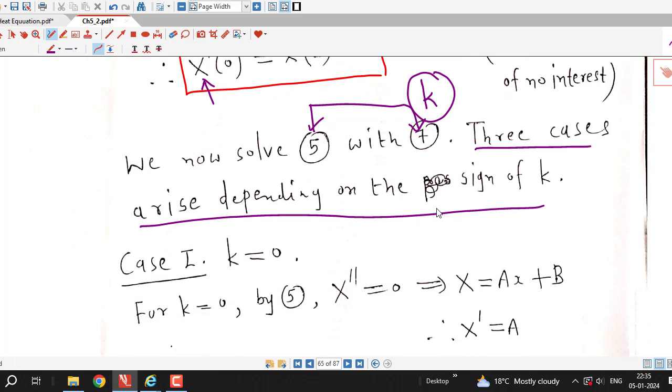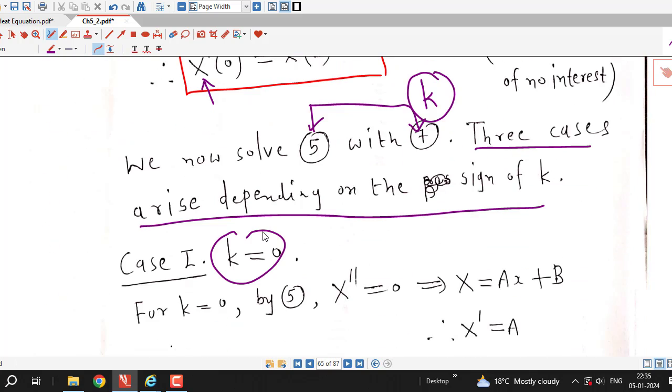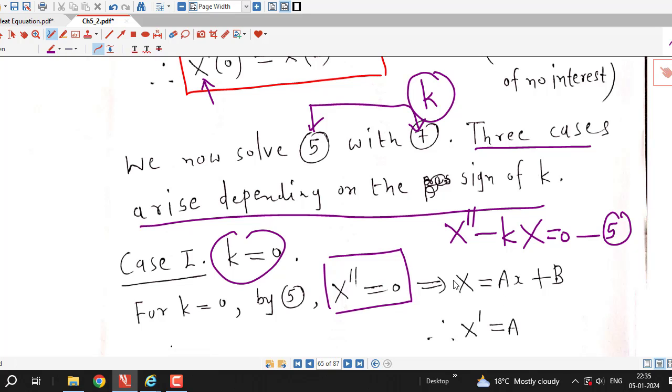So first we consider that small k equal to 0, and what is equation number 5? X'' minus kX equal to 0. This is number 5. If I take k equal to 0, I will have X'' equal to 0, and therefore the solution is capital X equal to a times x plus b. Okay, this we can easily obtain. X'' is a function of x only.